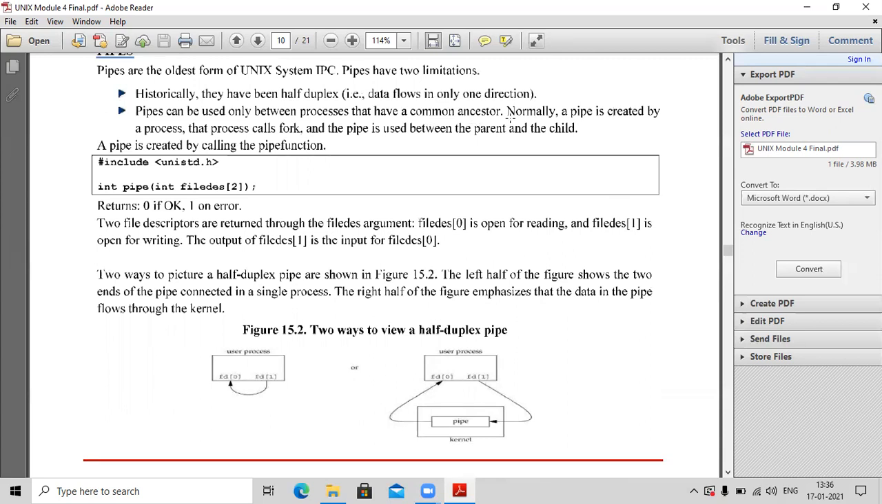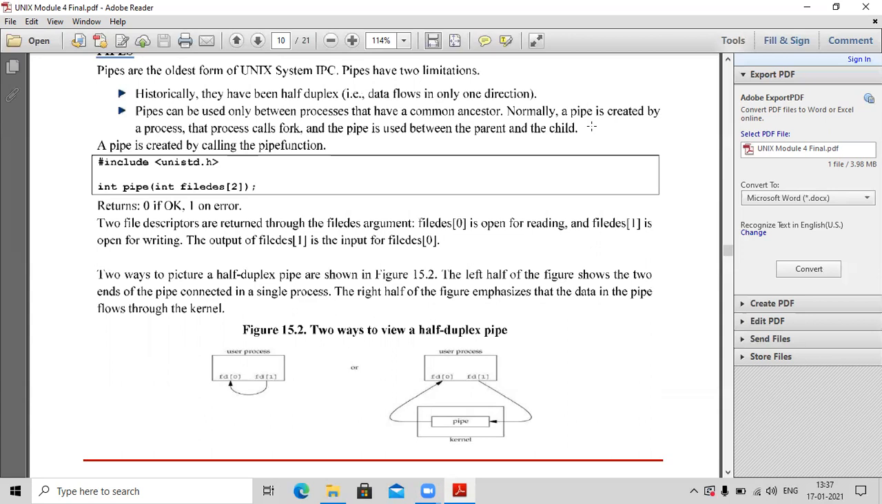Normally, a pipe is created by a process. That process calls fork, and the pipe is used between the parent and the child. So you can also establish a pipe between a parent and a child. The process which calls the fork system call will itself establish a pipe between parent and child.